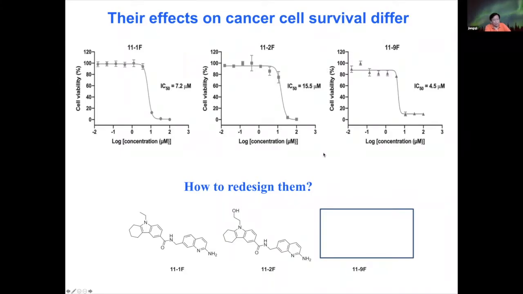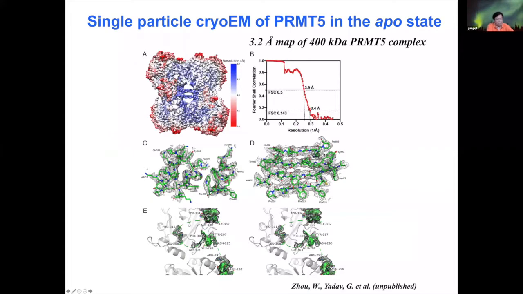So to do that, we need the structures. So we did two structures. Shown here is the first one, which is the enzyme in the apo state. Each enzyme molecule contains 8 subunits, 4 of PRMT5 and 4 of MEP50, which is an accessory subunit. So it's a heterooctamer that together forms the active complex, which is shown here.